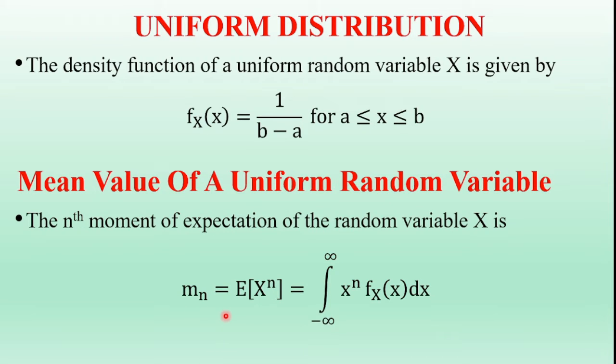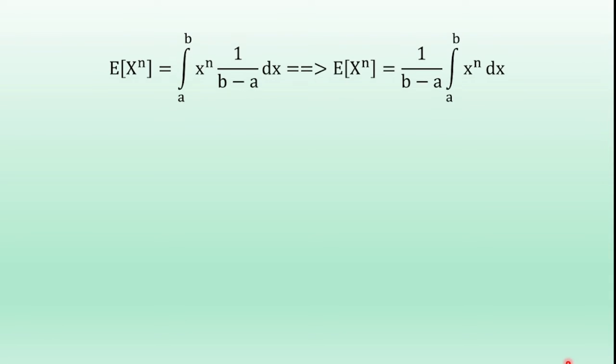So now here the random variable capital X is the uniform random variable. And what is the uniform probability density function? This is the equation of the uniform probability density function. Substitute f_X(x) = 1 by (b minus a) for x from a to b. Therefore, expectation of x power n is equal to integral from a to b of x power n into 1 by (b minus a) dx.